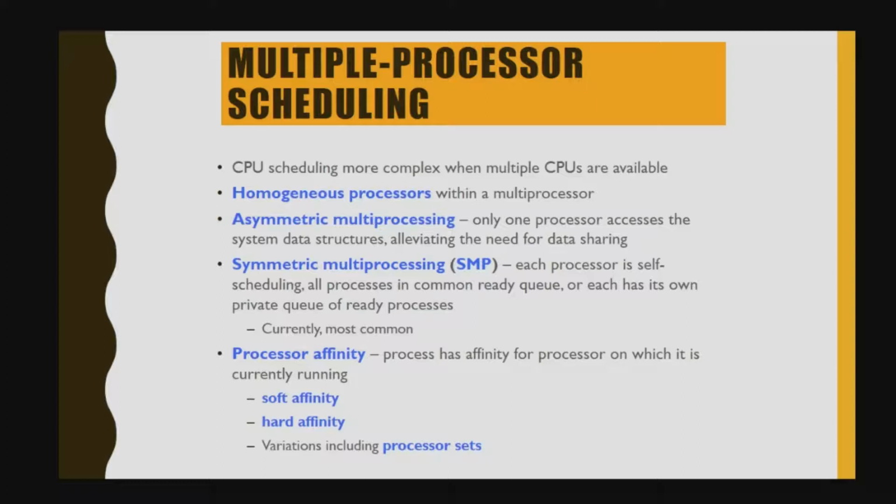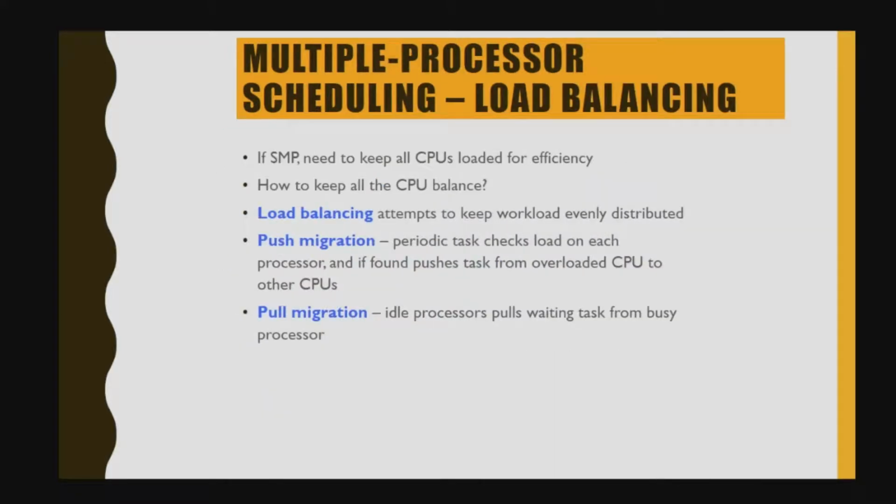And then we have the processor affinity. So this one, processor affinity means a process has affinity for the processor on which it is currently running, either soft or hard, and variations including processor sets. In a symmetric multiprocessor, SMP, we need to keep all the CPUs loaded for efficiency.